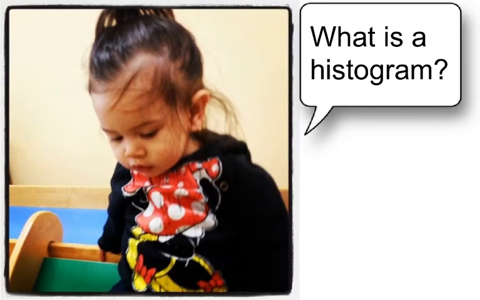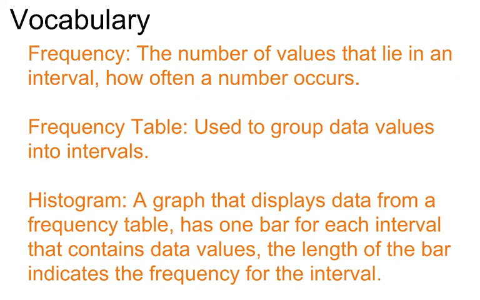So, what is a histogram? Well, we can see that a histogram is a graph that displays data from a frequency table. It has one bar for each interval that contains data values. The length of the bar indicates the frequency of the interval. Frequency is the number of values that lie in an interval. In other words, the frequency is how often a number occurs.